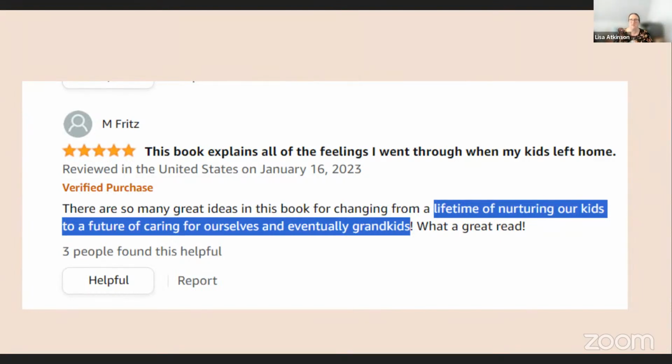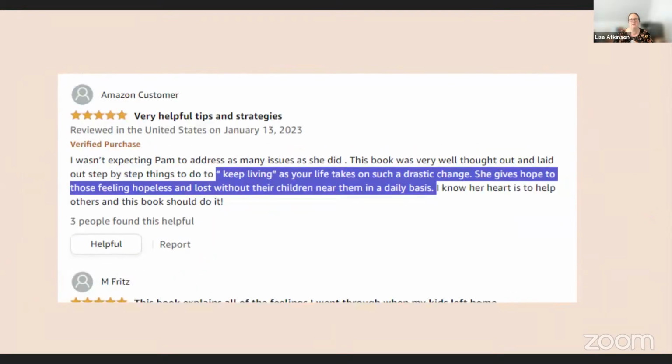What a great read. So are you seeing this phrase, lifetime of nurturing our kids, future of caring for ourselves, eventually grandkids? Are you hearing some of the priorities and some of the needs and some of the expressions that your target audience is using? Can you see how this is really helpful? Here's another one. It says this book is well laid out and step by step things to do to keep living as your life takes on such a dramatic change.